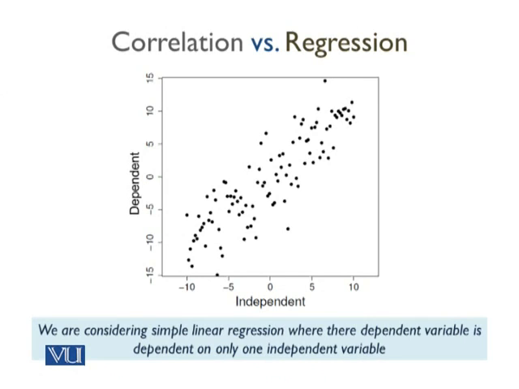In correlation, we don't have this notion of an independent variable and a dependent variable. We do not assume that one variable is causing the other. In fact, correlation would be the same if we measure either way. The correlation of x and y is the same as the correlation of y and x.